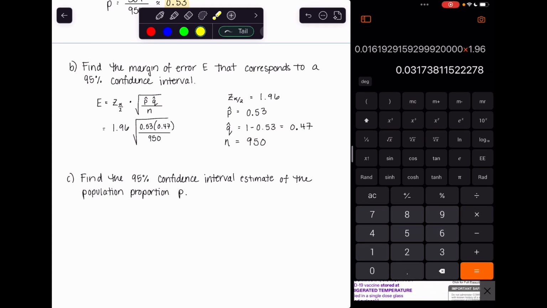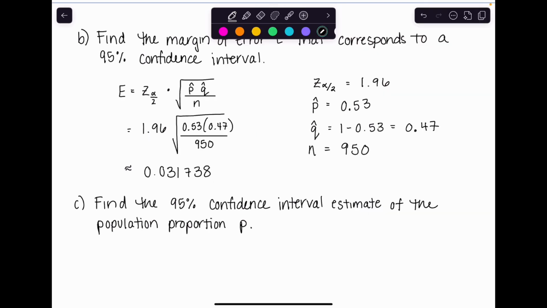And then I need to multiply that by my z-score, which is 1.96. So ultimately, this gives me my margin of error, and I want to go out quite a few decimals to start. It's 0.031738. So again, this gives me that error associated to my value, which is about 3%.